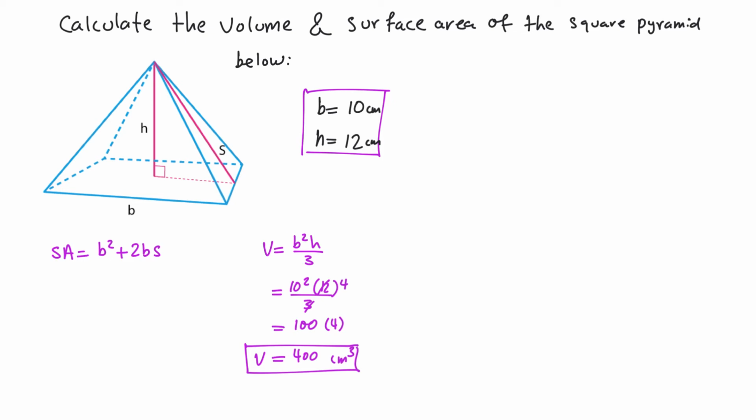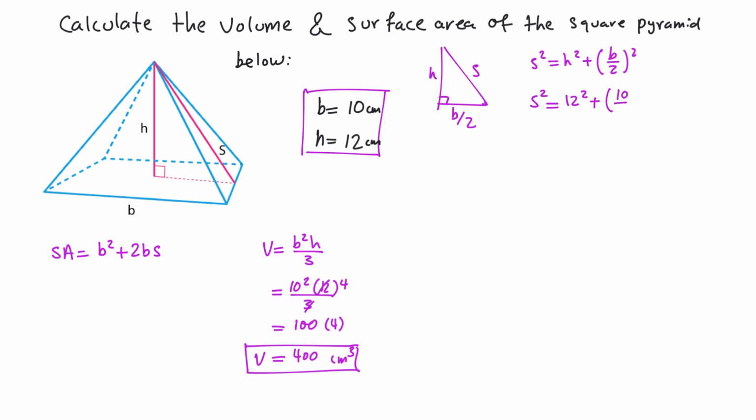Unfortunately, for the surface area, I do need to find my slant height, so I have to draw my triangle to help me. This is s, this is h, and this is b over 2. And this is a right angle triangle. I know that s squared is equal to h squared plus b over 2 squared. I am trying to find my s value. I will just plug in the values right away. I will get 12 squared plus the b value, which is 10 divided by 2.